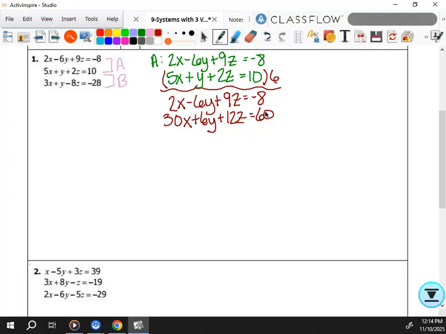Okay. We agree with that? Why do we multiply by 6? Because we want to eliminate that y term. And so I need these 2 to be the same number but opposite signs because we're going to combine them using elimination.